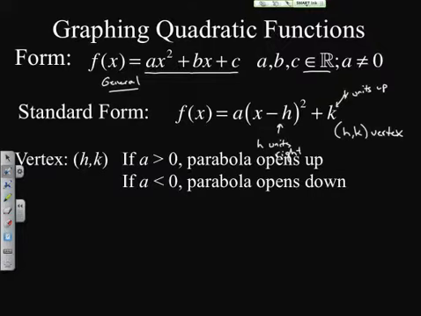If a is greater than 0, that means it's positive, the parabola will open up. That would give us a vertical stretch or a vertical shrink, but no reflection if a is positive. On the other hand, if a is less than 0 or a is negative, the parabola will open down because it has now been reflected over the x-axis, just like we talked about in the previous section.